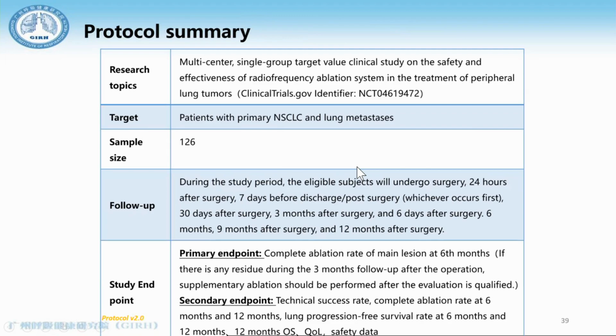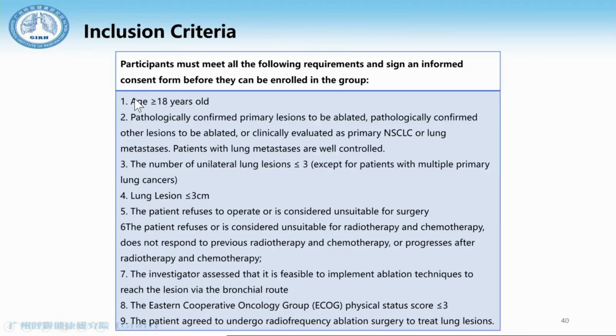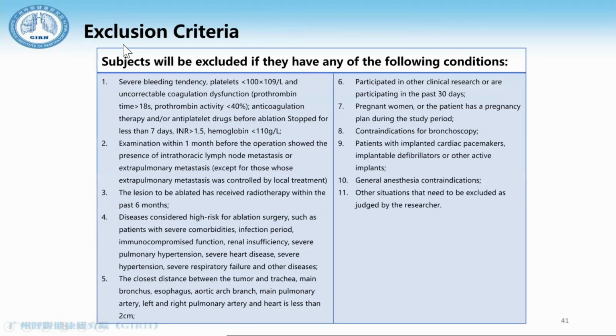Now we start a clinical trial. The topic is a multi-center, single-group, target value clinical study on the safety and efficacy of the radiofrequency ablation system in the target of peripheral lung cancer. The total size is 129. Here are the inclusion criteria, and there are the exclusion criteria.